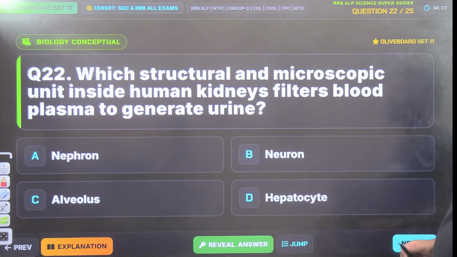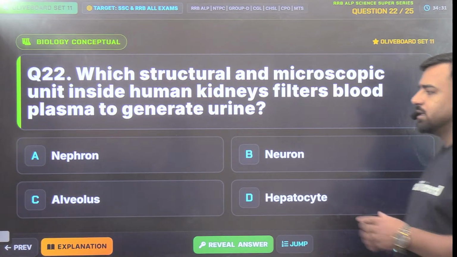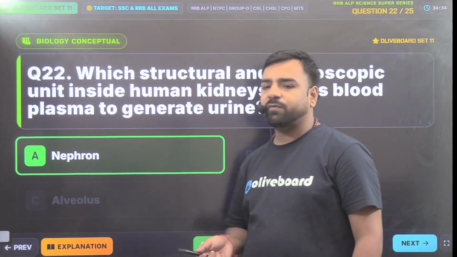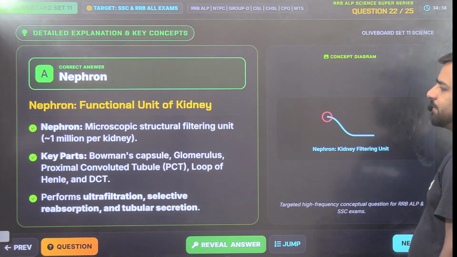The next one is, which structural and microscopic unit inside the human kidneys filters blood plasma to generate urine? Is it nephron, neuron, alveolus, or hepatocytes? So that's obviously nephron. They are the functional units of the kidneys. That's great. You're the first one to answer this.